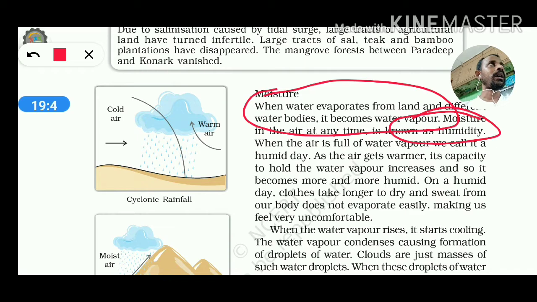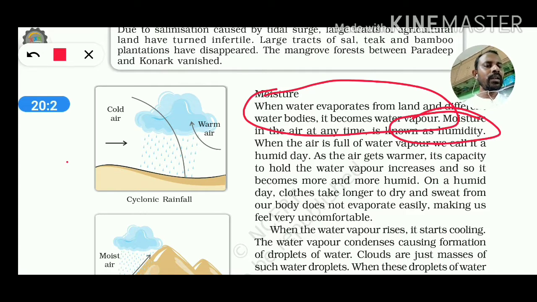During the summer, we usually face the problem of perspiration. We see a very uncomfortable condition of the atmosphere. It is due to the increase of water vapor, because during that time the capacity of the air to hold moisture increases. When the air is full of water vapor, we call it a humid day.